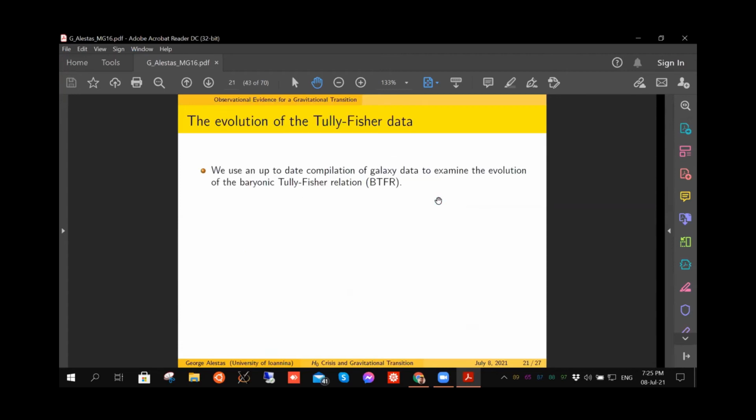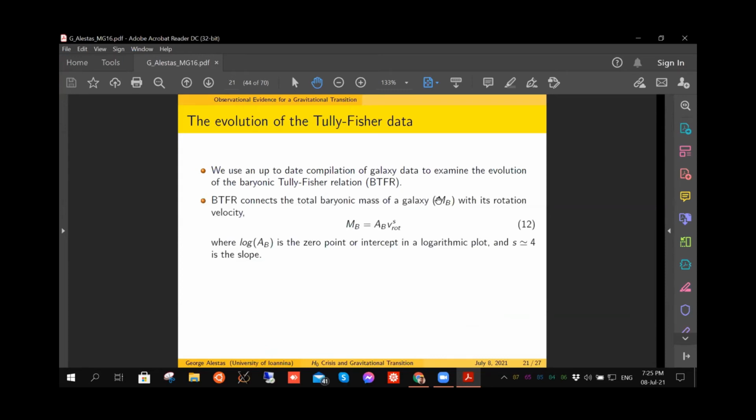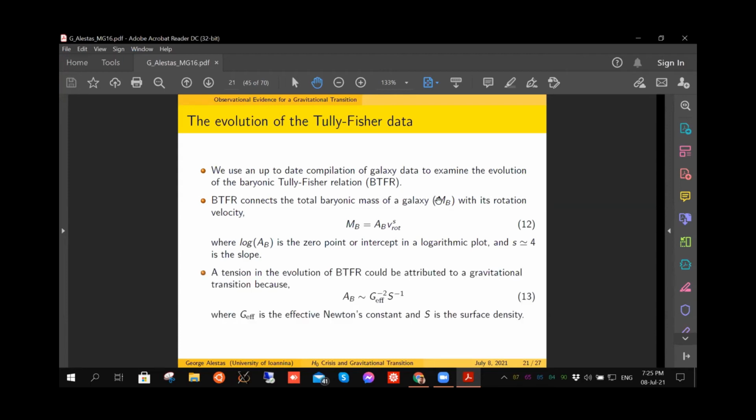Now, for some observational evidence for such a gravitational transition, we have used an up-to-date compilation of galaxy data to examine the evolution of the baryonic Tully-Fisher relation, which is given by equation 12, which connects the total baryonic mass of the galaxy with its rotation velocity. And a tension in this evolution of the BTFR could be attributed to a gravitational transition.